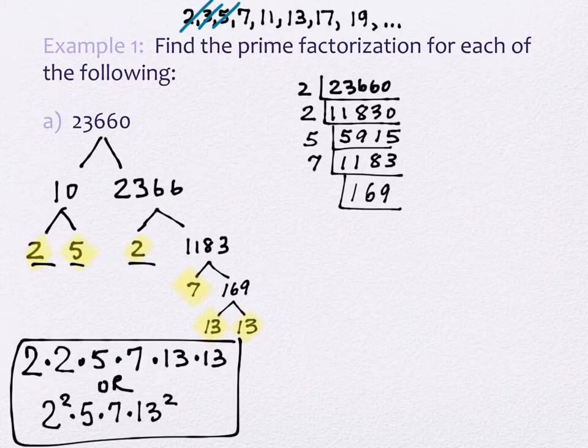And then at that point, if you recognize it's 13 by 13, that's great. If you don't, you try 7 again. It would fail to work. You try 11, it would fail to work. And then when you try 13, it would work.